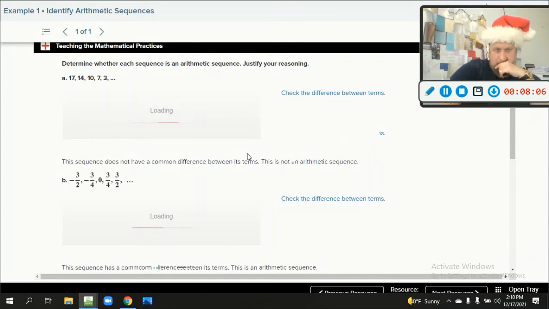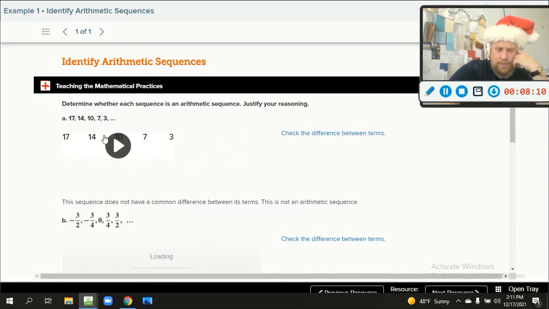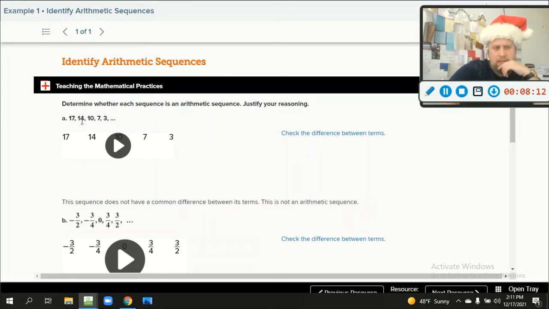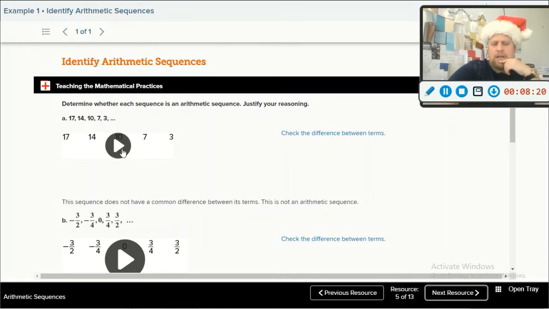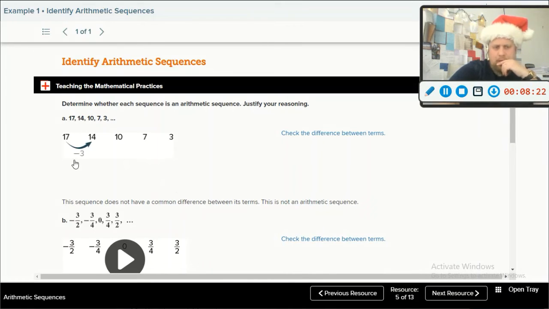Okay, determine whether each sequence is an arithmetic sequence. Justify your reasoning. Let's look at this one. 7 to 14 is minus 3. 14 to 10 is minus 4. 10 to 7 is minus... See, that's a difference. And I see the pattern. Minus 4, minus 3. But it's not common. Look at this. So we have minus 3, minus 4, minus 3 again, minus 4.